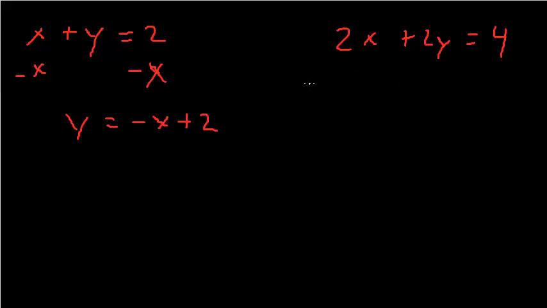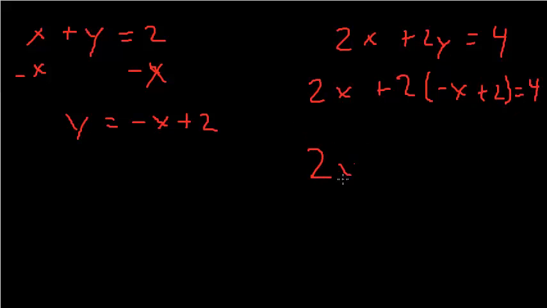I have now 2x plus 2 times negative x plus 2 is equal to 4. I distribute the 2, so I have 2x minus 2x plus 4 equals 4. Combine my like terms, and 2x minus 2x cancels each other out, and I'm just left with 4 equals 4.